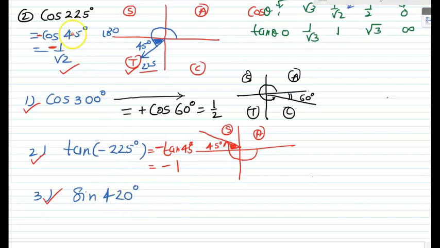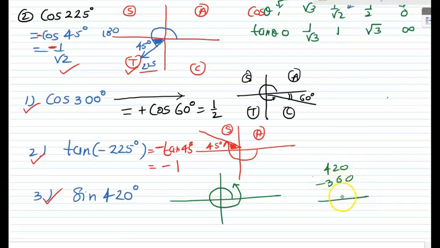Okay, 3. Sine 420. You are taking a full round, 360, and you need to stop here. So 420 minus 360, how much is it? 60 degrees. So it is 60 degrees here, right? So sine 420, you can write as sine 60, and we are here, A means all positive, so that is plus, and the sine 60 value is root 3 by 2. So this is the way you need to solve trigonometric ratios.